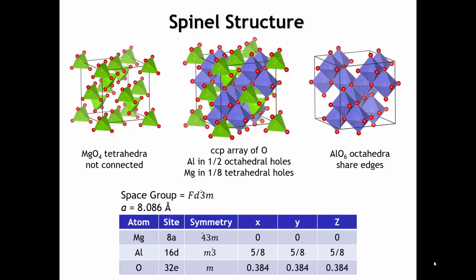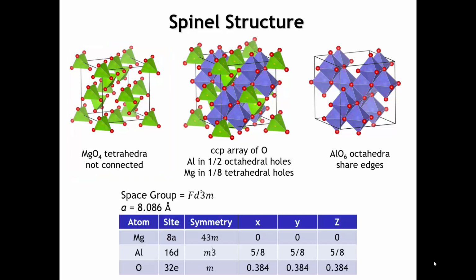If we dig a little deeper, we could look at the frameworks that we get just from the tetrahedra or just from the octahedra. So on the left, I've removed the aluminum, so the only thing we see are the magnesium and the oxygen. And in that view, what you can see is the magnesium-centered tetrahedra are not connected to each other. They're isolated from each other. And if we looked a little bit closer, we would see that those tetrahedra occupy the exact same positions that the carbon atoms in the diamond structure occupy. And the space group, Fd3̄m, is the same for both diamond and Spinel.